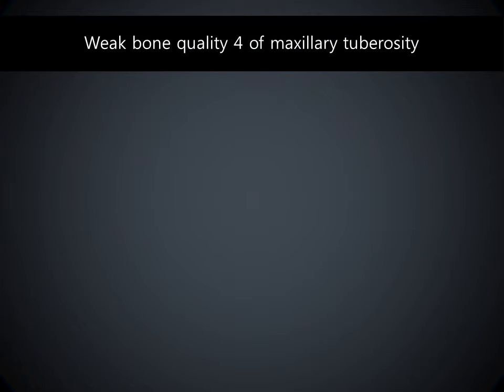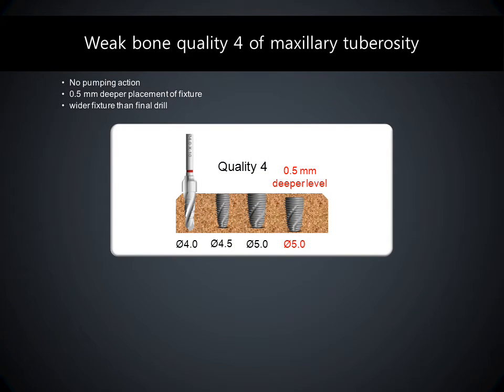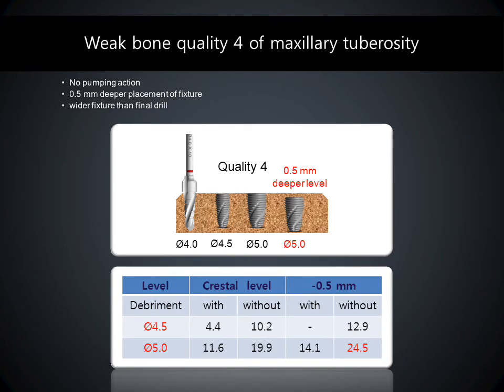In weak bone quality 4 and the maxillary tuberosity, no pumping action of the drill, 0.5 mm deeper placement of the fixture, and a fixture wider than the final drill's diameter are recommended. In the 4 mm diameter fixture's final drill hole, placement of a 5 mm diameter fixture increases torque more than placement of a 4.5 diameter fixture.